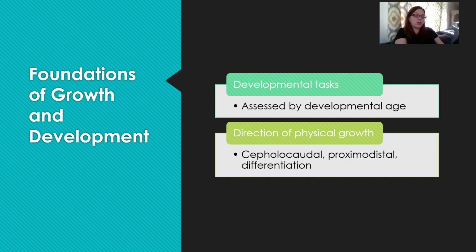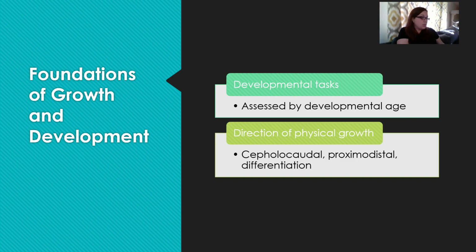Okay, so let's start at the beginning. There are foundations of growth and development. There's two components here. So there's developmental tasks, and these are assessed by the developmental age. And this could also be termed things like milestones. You've probably heard that, especially those of you with kiddos, developmental milestones. Are they reaching their milestones? And then the direction of the physical growth.